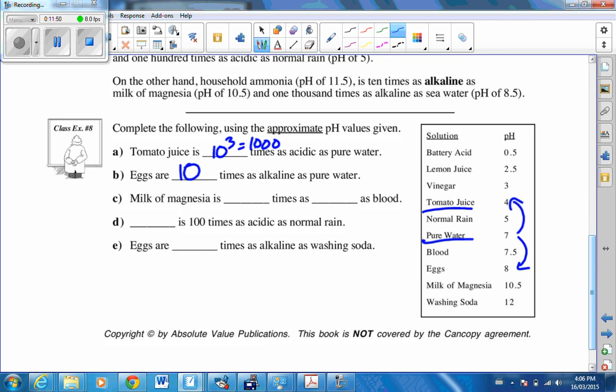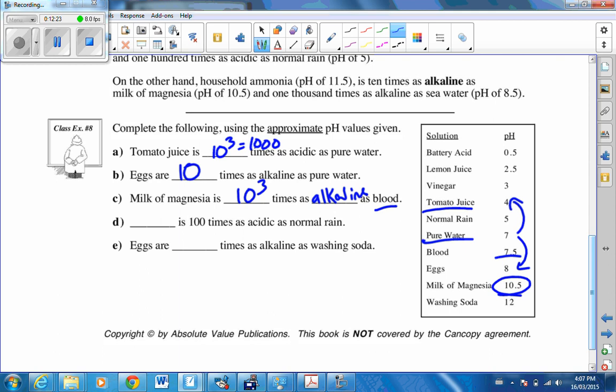So eggs are more alkaline by 1 pH degree, which means 10 times. Milk of magnesia is 10.5, and blood is 7.5. So this is 3. It's 10 to the 3 times as acidic, as basic or alkaline as blood, because it's further down the alkalinity scale.